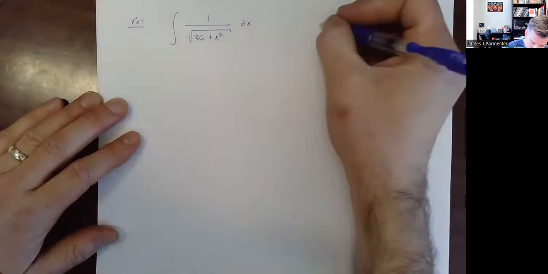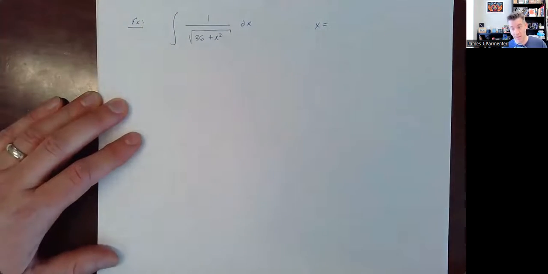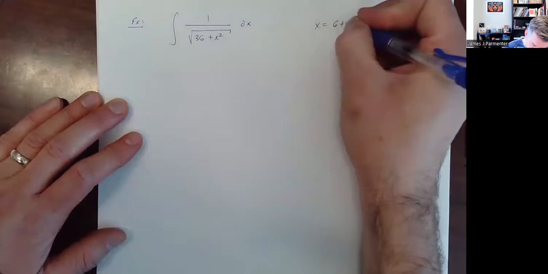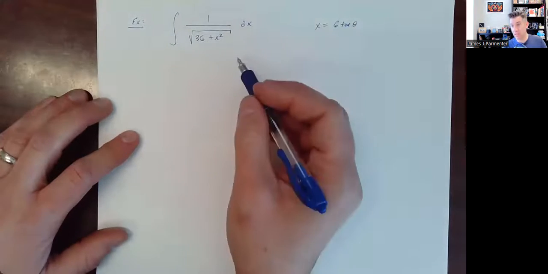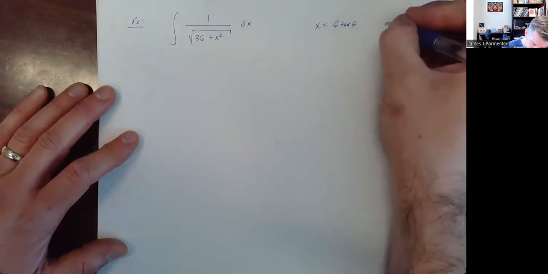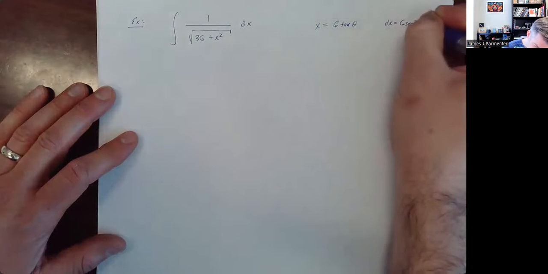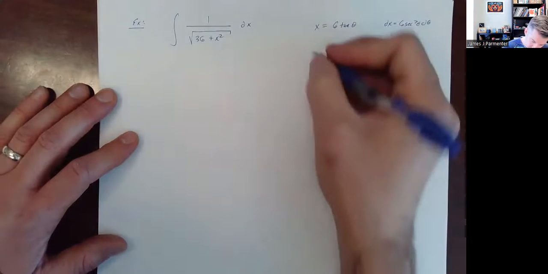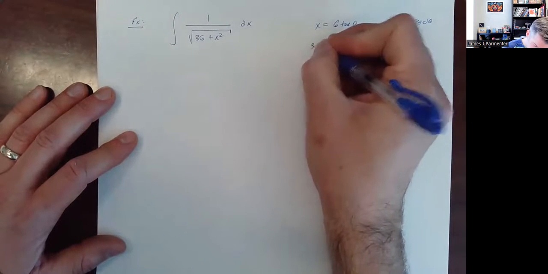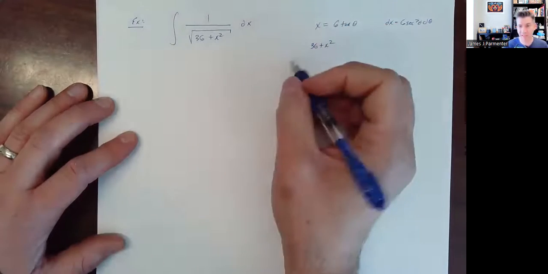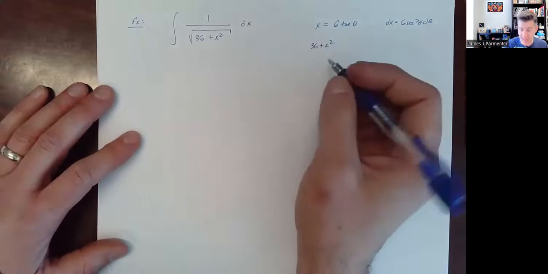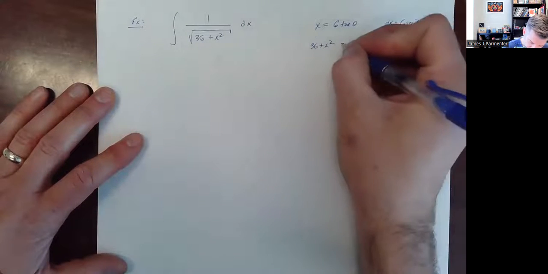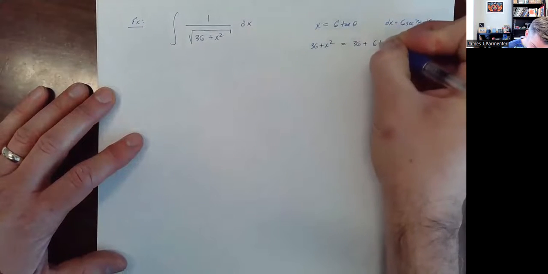So I know that my x needs to equal not just tangent of theta, but 6 times tangent of theta, because I need to get the trig identity. So my dx is going to be 6 secant squared theta d theta. And my 36 plus x squared, I always like to just deal with the stuff that's in the root. I know it's always going to come up. That's going to be 36 plus 6 tangent theta squared.